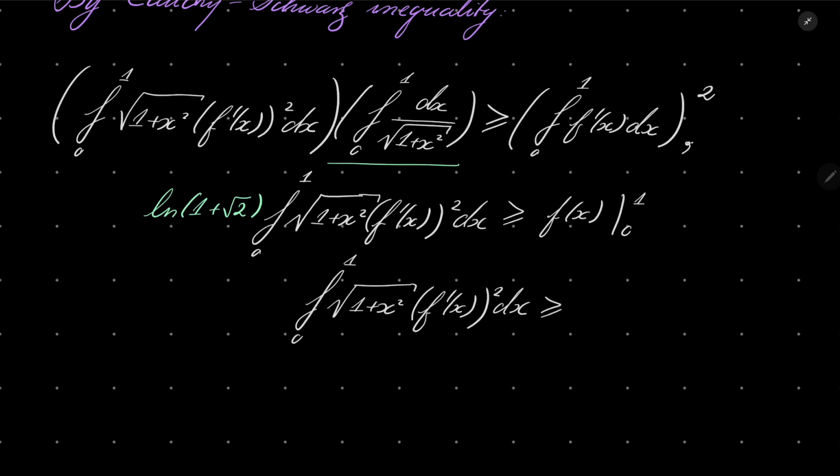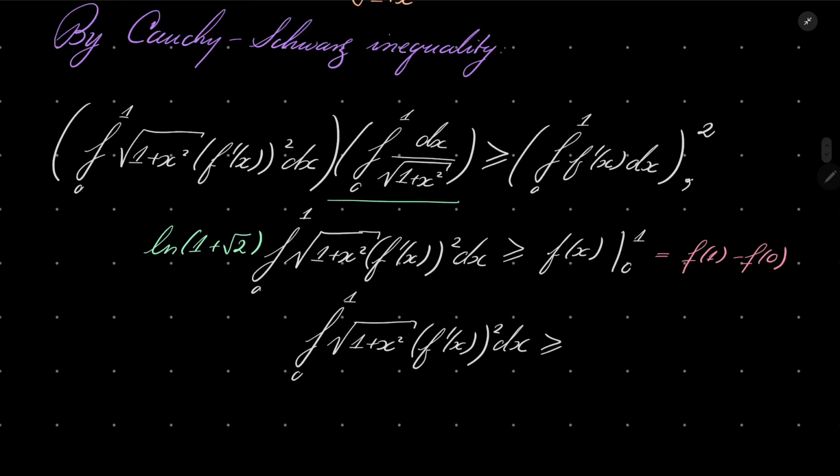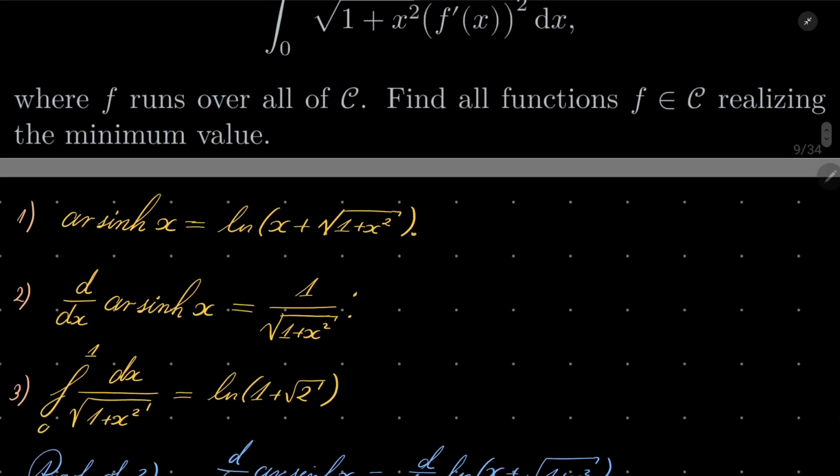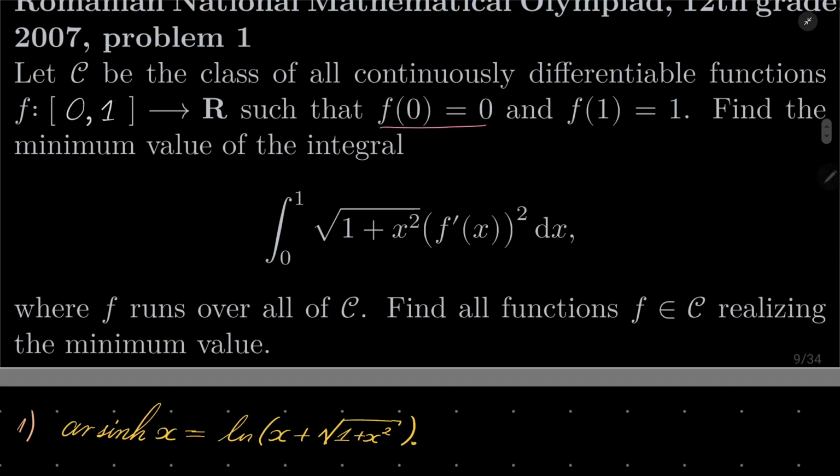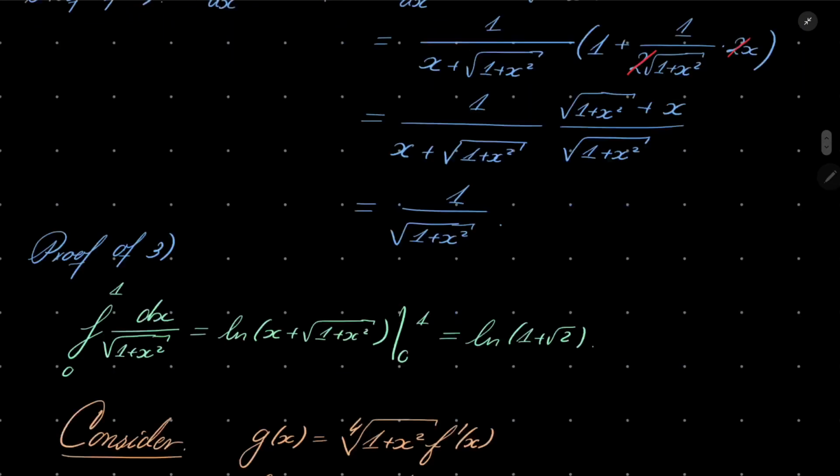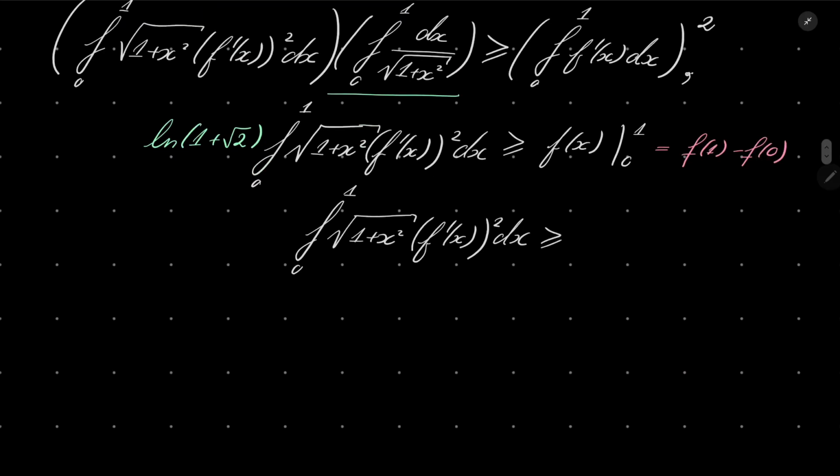Well, notice that f of x evaluated from 0 to 1 is f of 1 minus f of 0. And remember that in our class, every function has f of 0 equal to 0 and f of 1 equal to 1. So it's 1. So now we know that it's greater than or equal to 1 over natural log of 1 plus square root of 2. Perfect. So now we have some type of inequality.